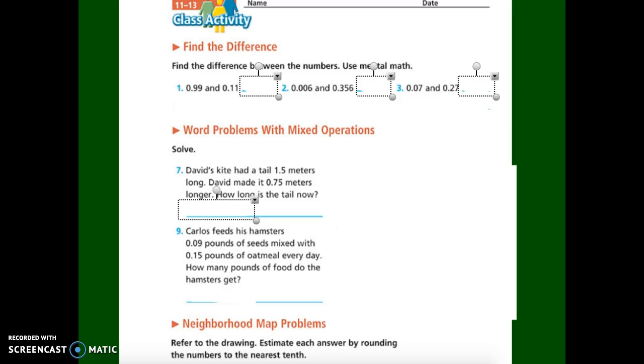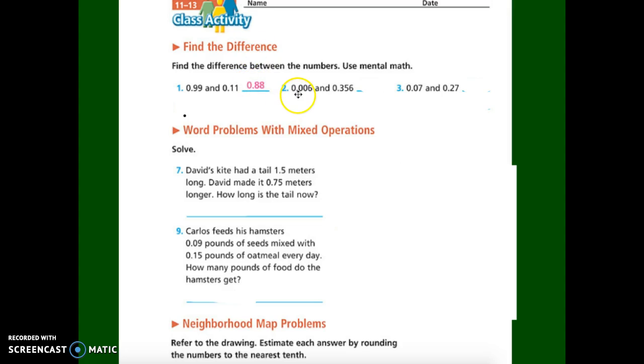So, first thing I'm going to look at is the first one here, and it says, I can find the difference between the numbers using mental math. So in my head, I'm going to look at these numbers and see if I can find the difference. So I've got 99 hundredths minus 11 hundredths. Well, I know right away that 9 minus 1 is 8, and there's 2 of those. So I'm going to end up with 8 hundredths as my answer.